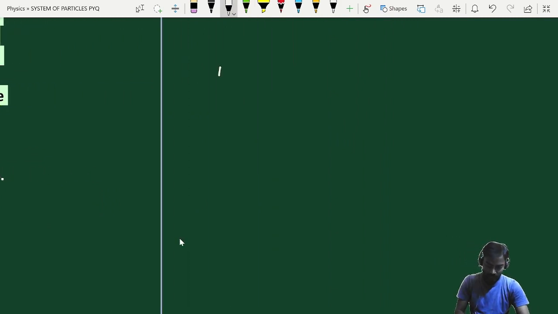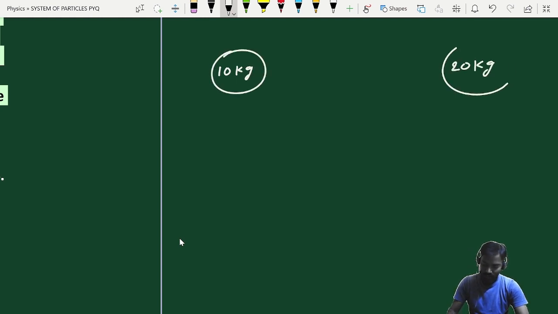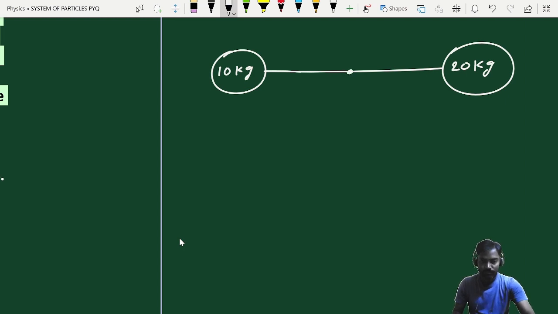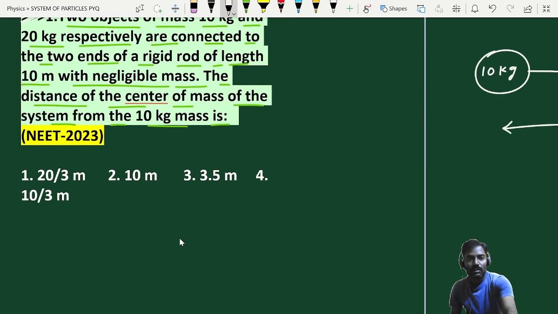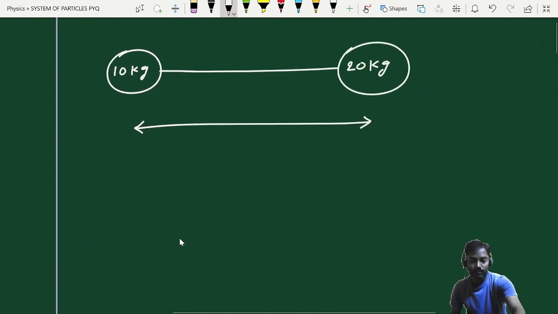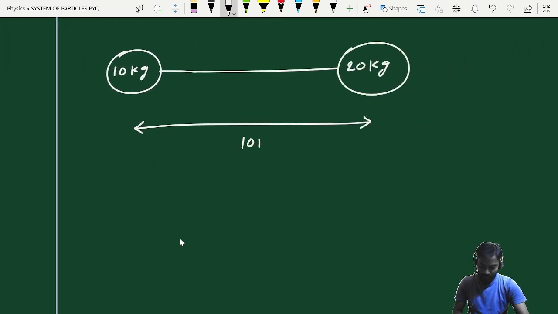Say for example, this is body of mass 10 kg and this is body of mass 20 kg. So these two are connected by a rigid rod. What is the length of the rod given? The length of the rod given is 10 meter. So they have asked to calculate distance of center of mass from 10 kg body.